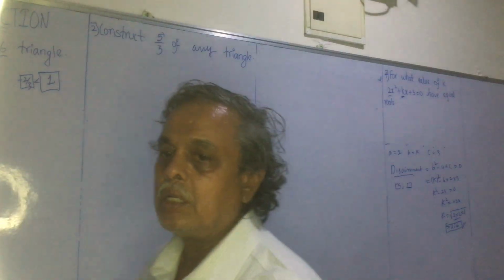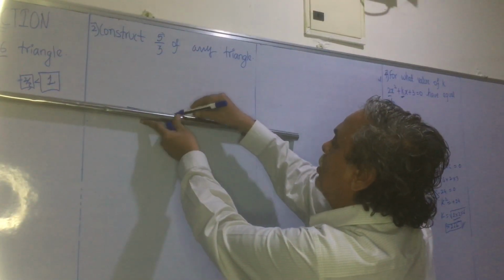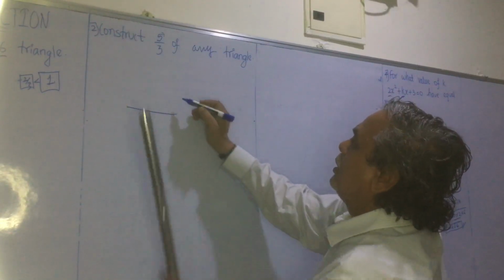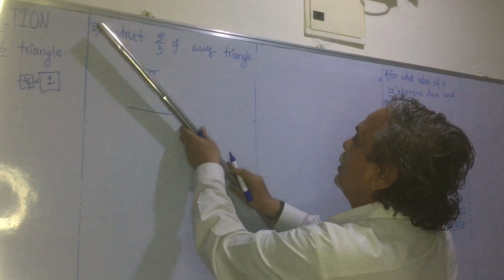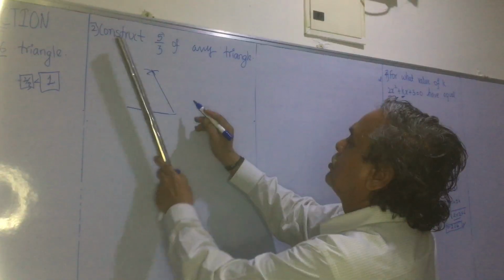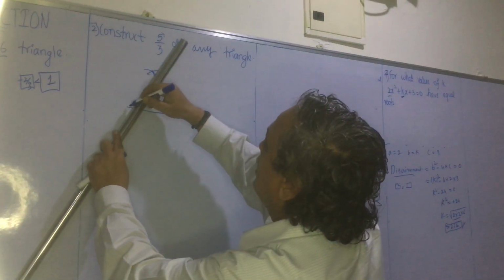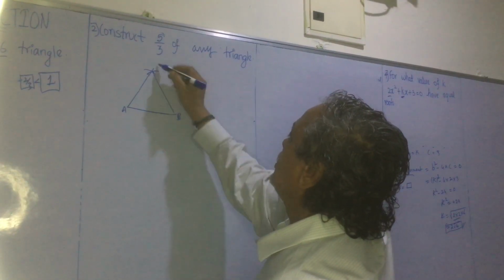First draw any triangle. A small triangle, right? Then, using the compass, make marks and draw this triangle. Then label it A, B, C.